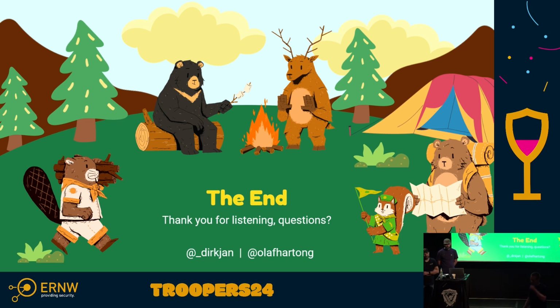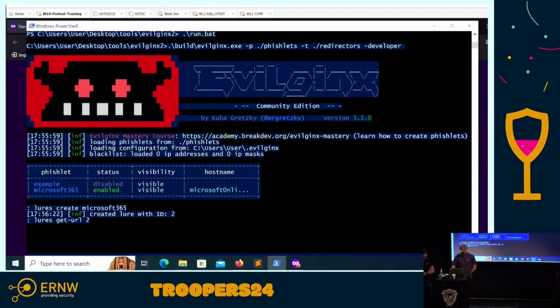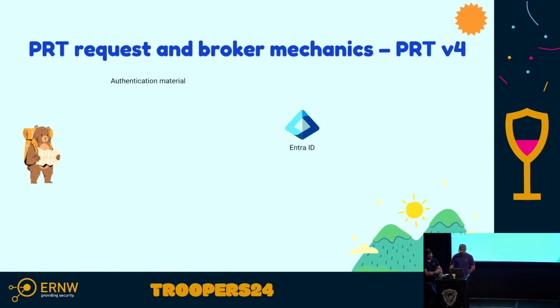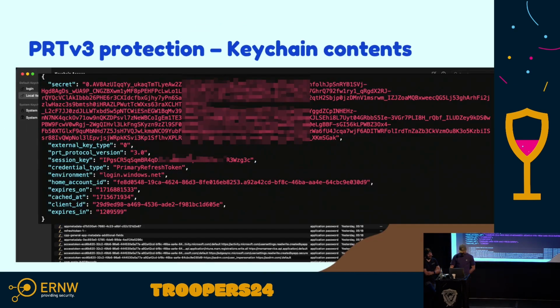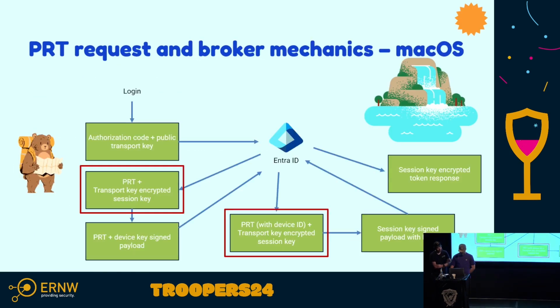Great talk. Can you go back to the PRT v3 flow diagram? I think you answered this question, but I want to confirm that I understand. So you first get a deviceless PRT, and you exchange that for a device-bound PRT. Yes. And I think the table you mentioned later said that the deviceless PRT is still valid, even after that exchange.